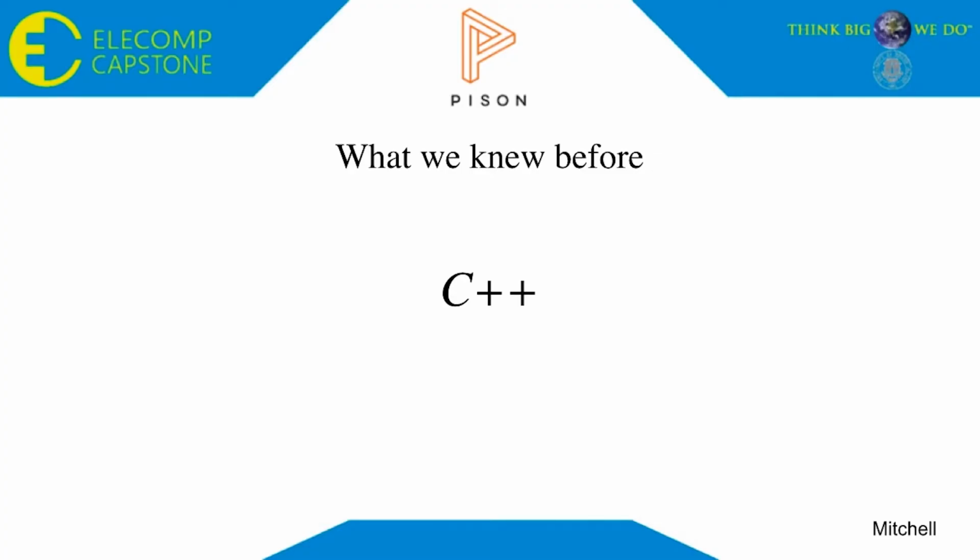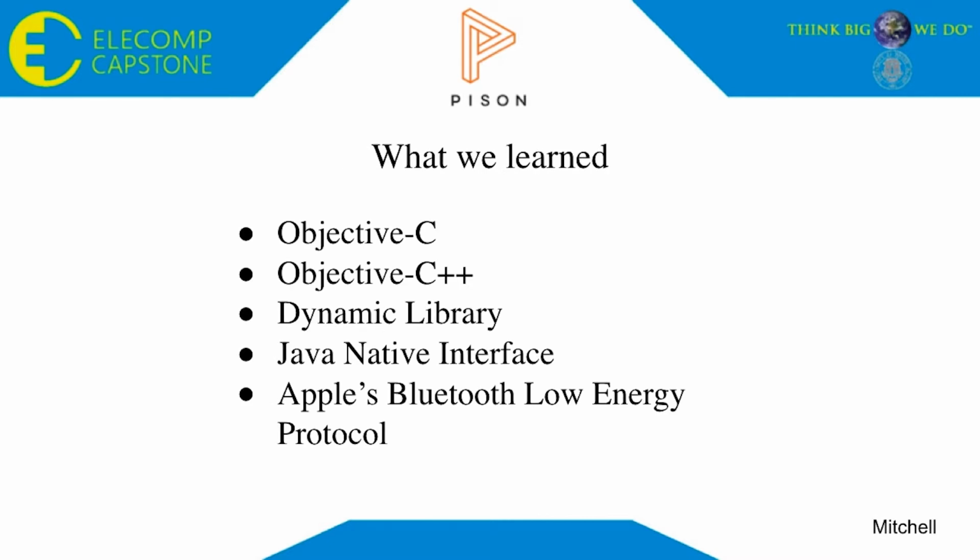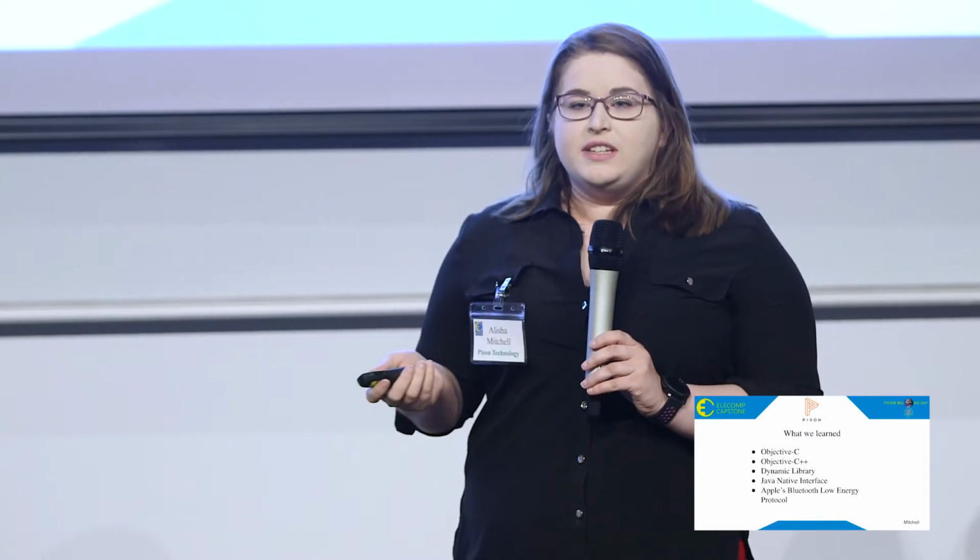A lot of what we did was pretty new to us. We hadn't really encountered many of the things that we accomplished during the semester. The one thing we did have was C++, and we had a great understanding of that. What we actually learned was Objective-C, which is pretty hard to learn because it's very syntax heavy and it's very easy to get a memory leak. Objective-C++ is also a hybrid language, so when we had to learn that, we had to be careful about object propagation between the two languages.